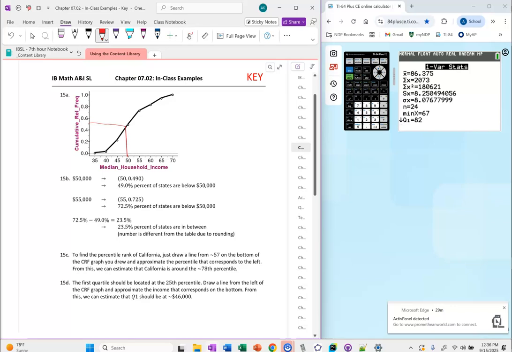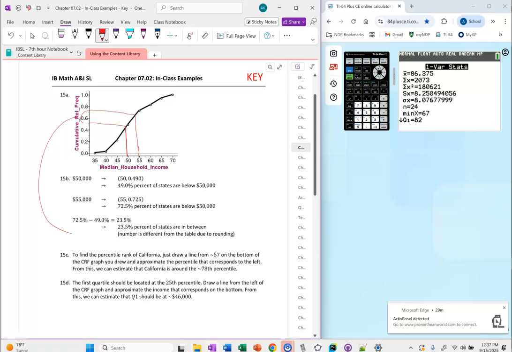If I do the same thing for 55, let's trace up and over. So 72, 73. Again, if you have grid lines, you can count the actual percentages. And then the difference between them, that's going to be the percent of individuals that lie in between 50 and 55,000. Everybody's okay?